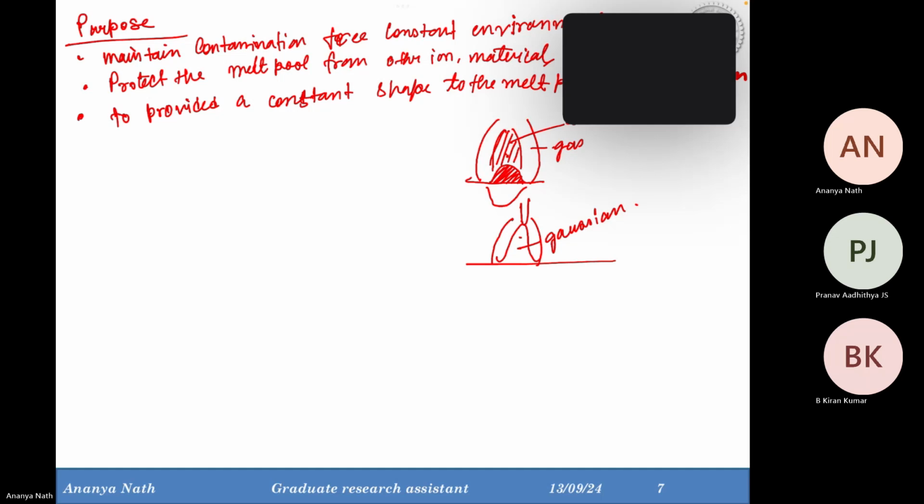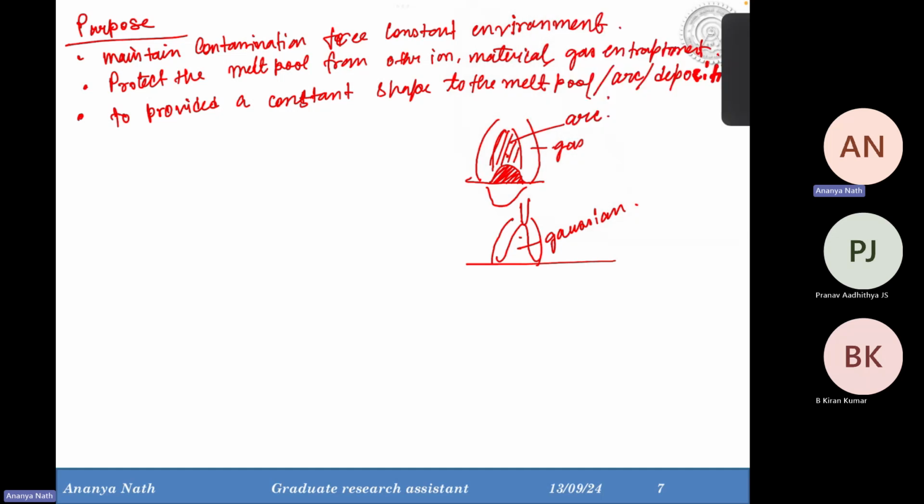Yes, yes. So if I increase the gas flow rate, we will to some extent protect the environment and maintain the shape of the deposition process or shape of the arc. We can minimize the spatter as well. We can minimize the unnatural spark in the arc.